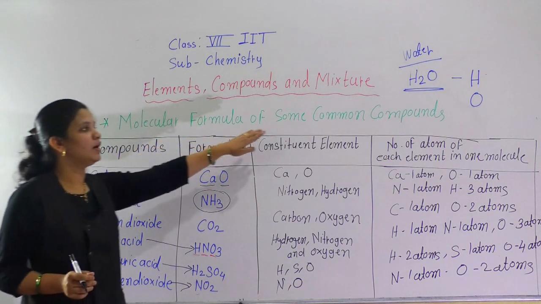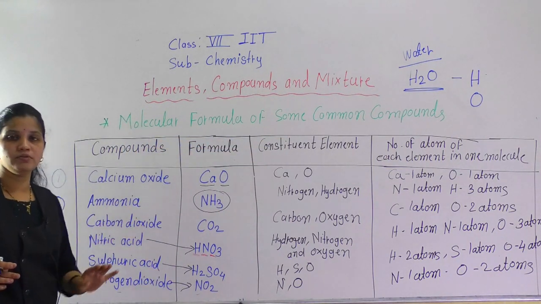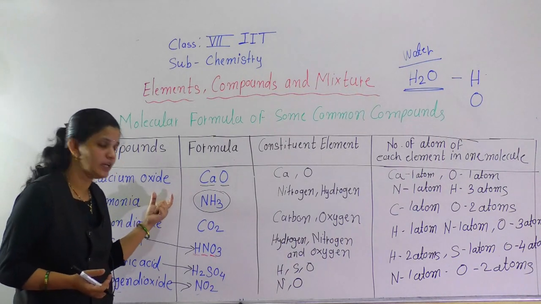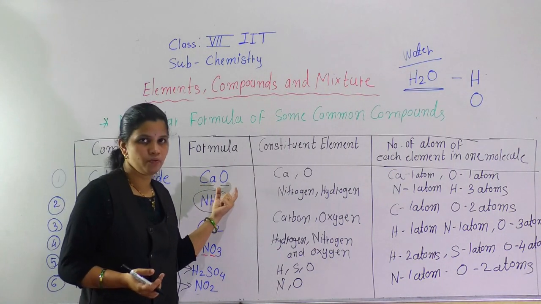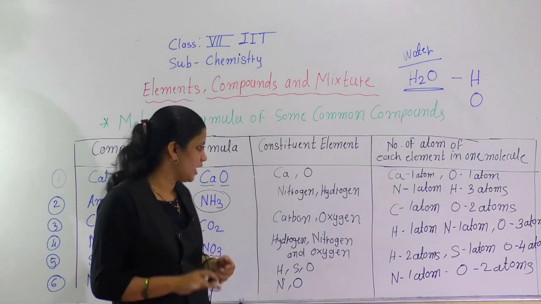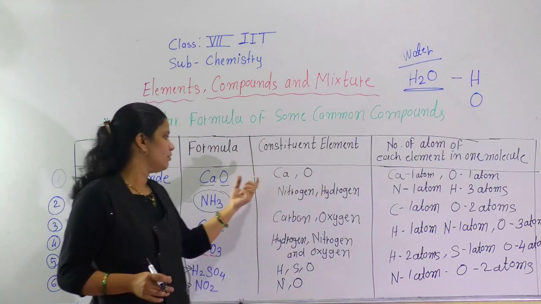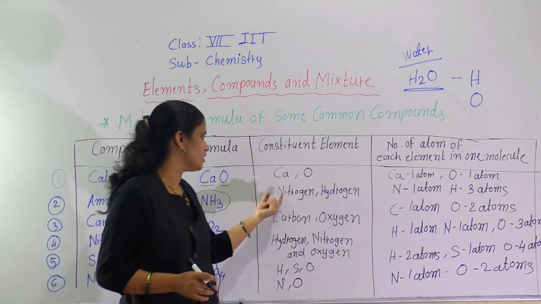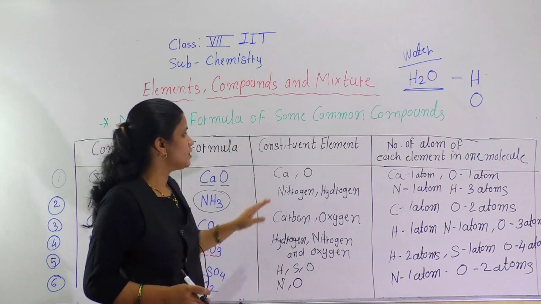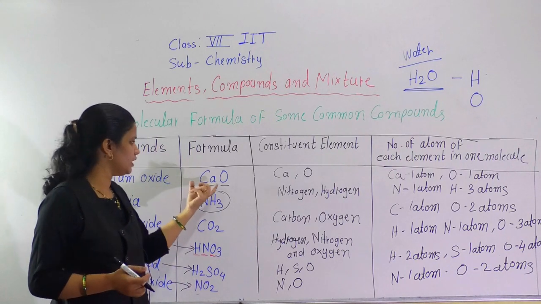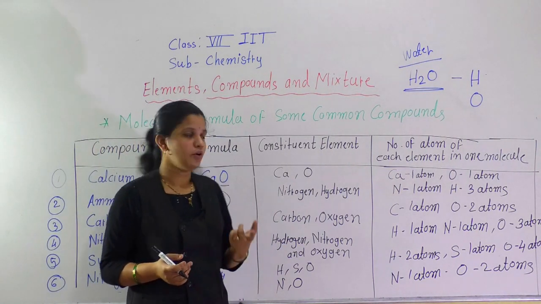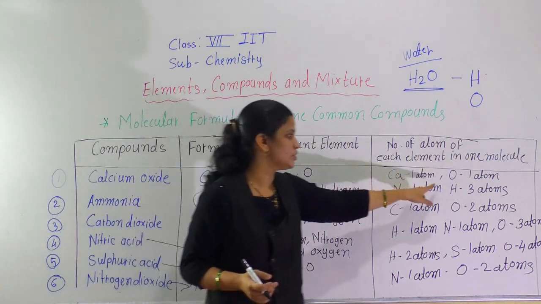See here, the molecular formula of some common compounds, meaning these are common compounds that are regularly and mostly used. First one is calcium oxide. The formula of calcium oxide is CaO. Constituent elements, meaning which elements are present, are calcium and oxygen. I have written symbols here, but you write the full names. Then the number of atoms of each element in one molecule: calcium one atom and oxygen one atom.